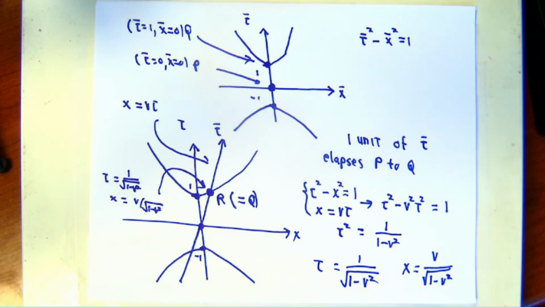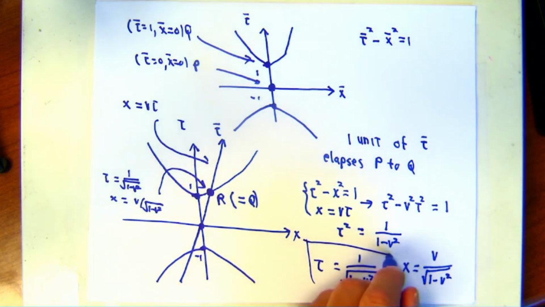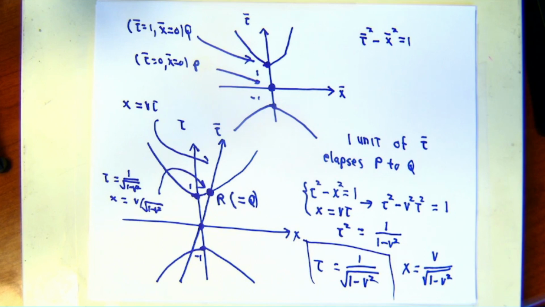This is very interesting. Between events P and events Q, the barred system measures 1 unit of time as having elapsed. However, the unbarred system measures a different amount of time as having elapsed.